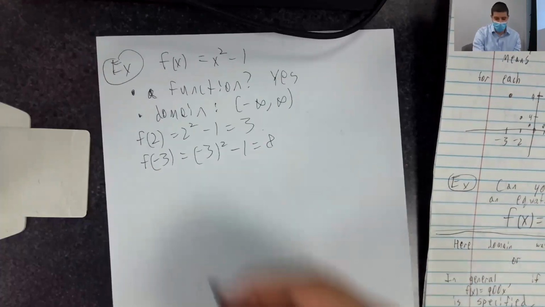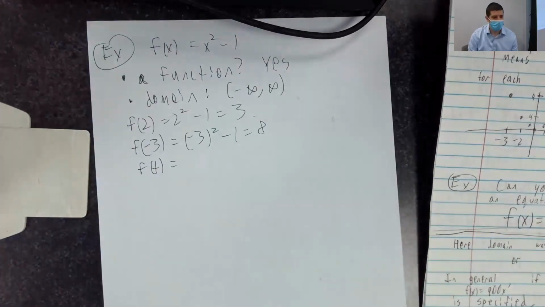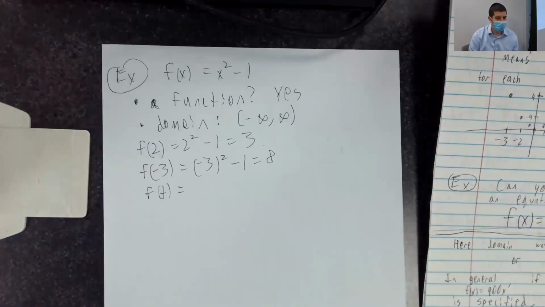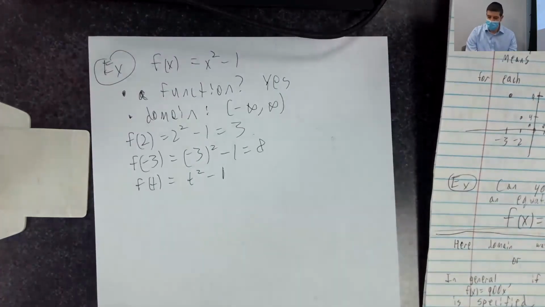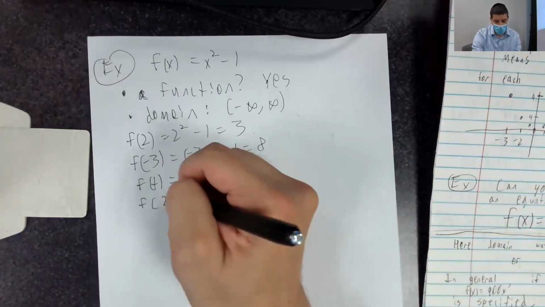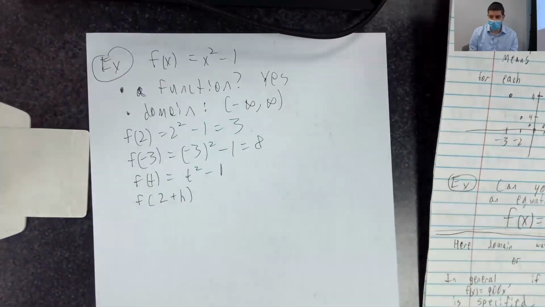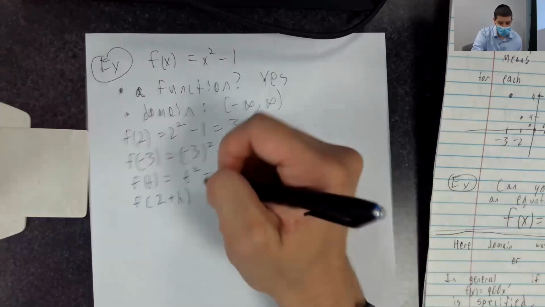Okay, let's see, how about f of t? What's f of t? t squared minus 1. Okay, what about f of 2 plus h? h is some random constant, it just represents a number. Matthew?